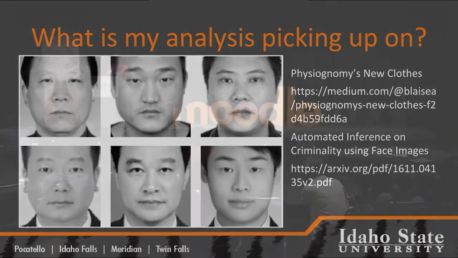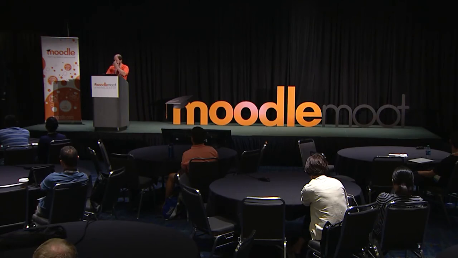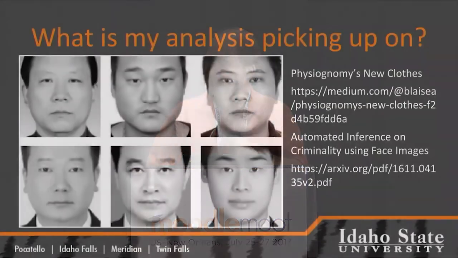But someone else actually analyzed this, picked apart the paper, and picked up on this. The top row has frowns and the bottom row has smiles. So is the machine learning picking up on frowns and smiles or criminals and non-criminals? Can we really look at pictures? So anyone that does this kind of stuff, look at this article, Physiognomy's New Clothes, and I think it will open your eyes to the misuse of data.